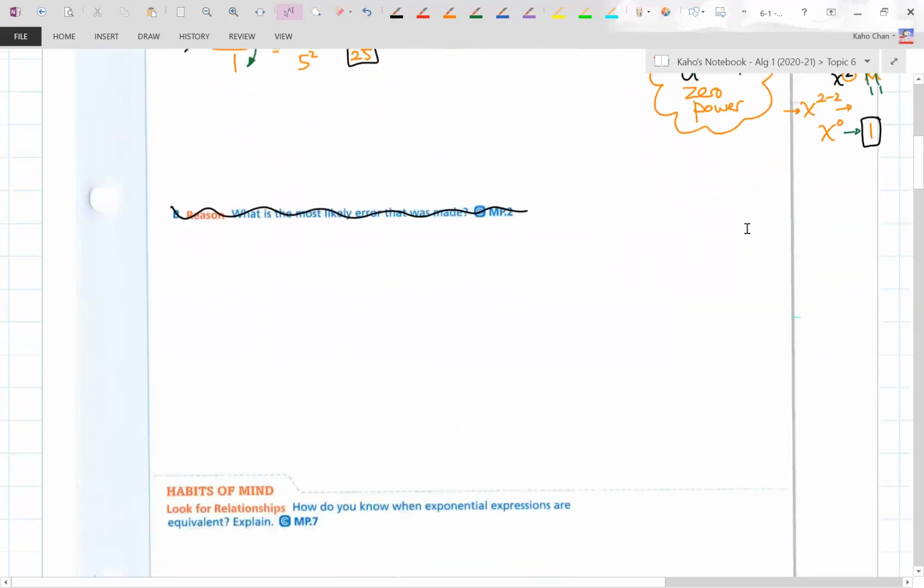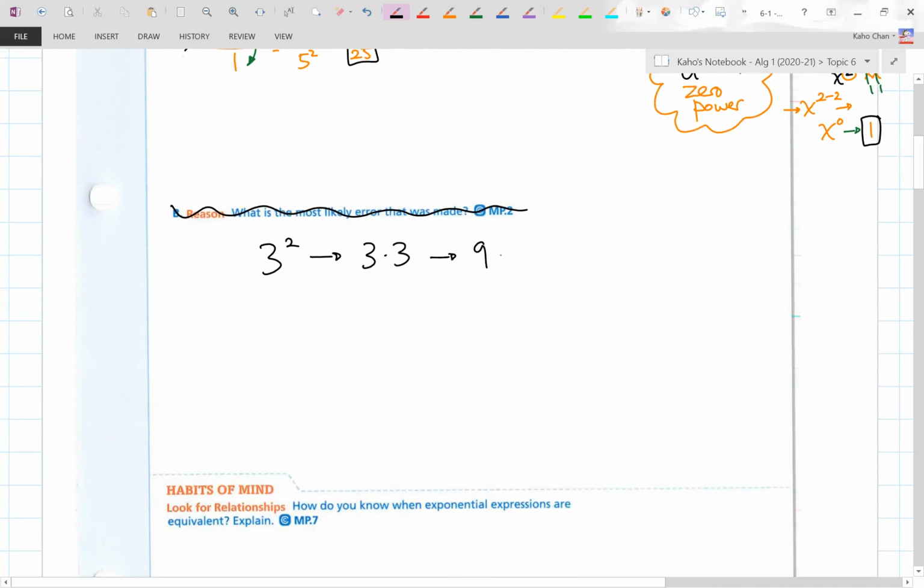So, just like adding, subtracting, multiplying, dividing, powers also have their inverse functions, right? Add is the opposite of subtract, multiplication is the opposite of division. The opposite of powers are roots. When you say 3 squared, you're literally saying 3 times 3. Of course, we know that is 9. What if we go backwards? The opposite of square, in this case, is called square root.